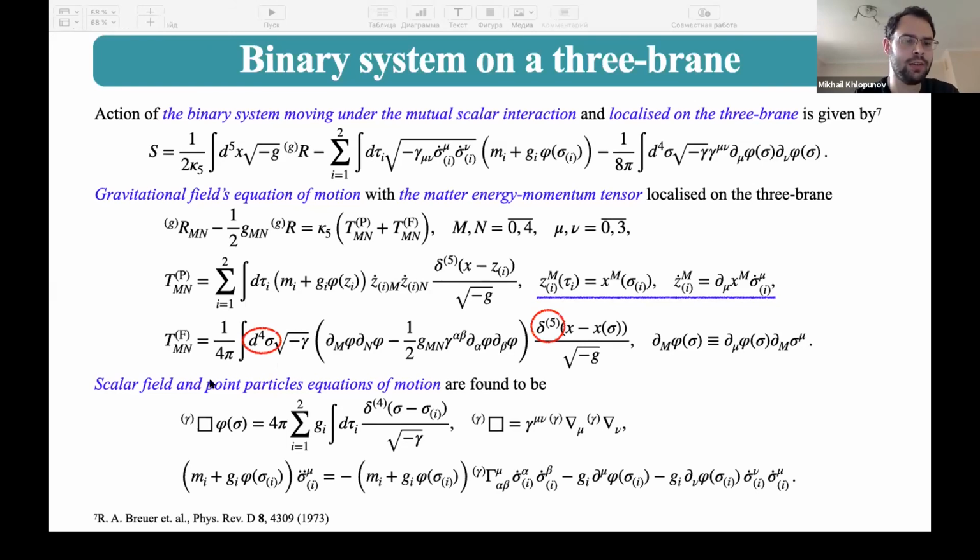Also, we obtain the scalar field and point particles equations of motion. And in the case of the scalar field, it's just the inhomogeneous d'Alembert equation on the curved free brane. And the equation of motion for point particles is just the geodesic equation on the brane in the presence of the scalar field. Also, we note that the presence of the scalar field shifts the masses of point particles living in the brane.